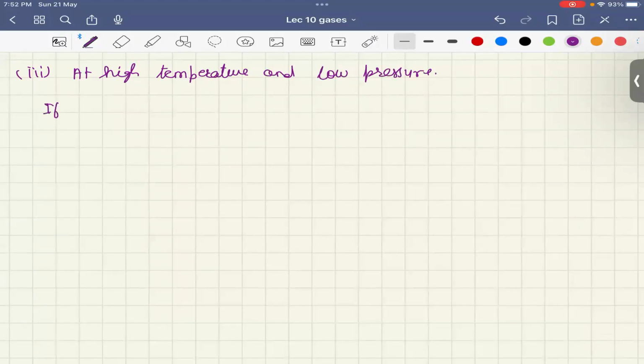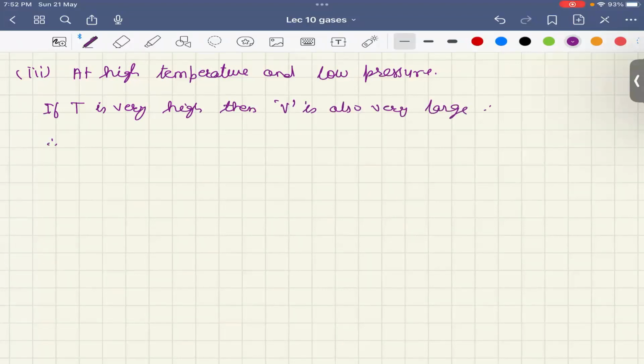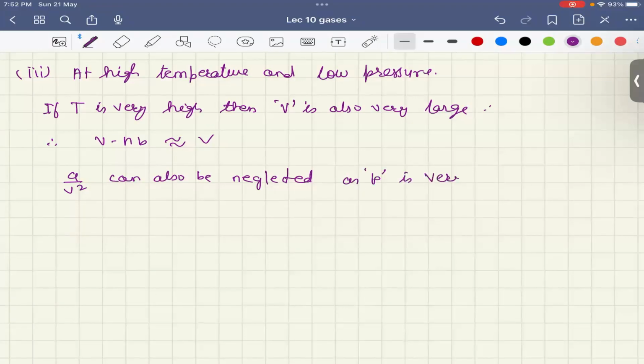So if T is very high, then volume is also very large, right? Therefore, V − b can be written as V. Also, a/V² can also be neglected, right? Because as pressure is very low, right? Therefore, P plus a/V² corresponds to P.